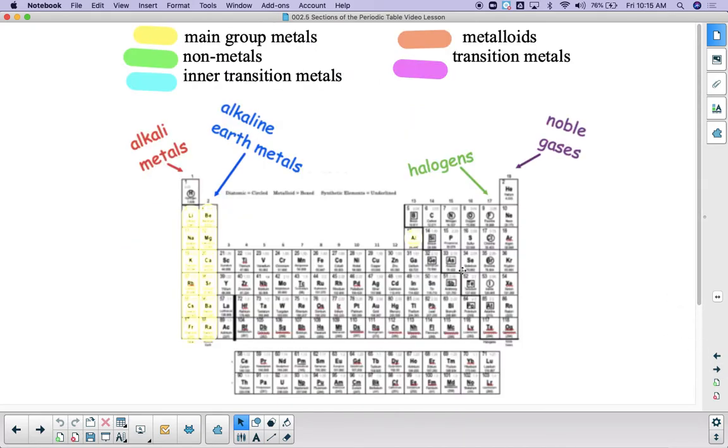The first elements we're going to color are the main group metals. The main group metals are all the elements in the first column other than hydrogen, since hydrogen isn't a metal, all the elements in the second column, as well as aluminum.